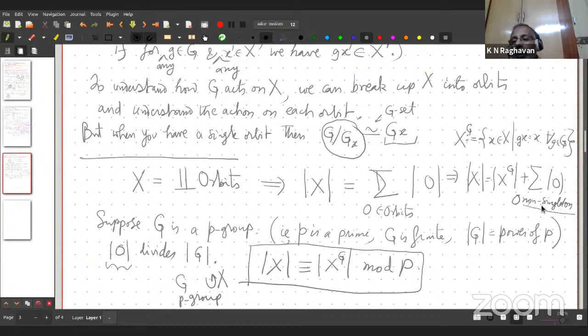Whenever I have a non-singleton orbit, its order divides the order of G. So it must be a power of p, and it cannot be 1 because it's non-singleton, which means it is p or p squared or p cubed or something like this, which is all divisible by p. So each one of these is divisible by p, so this is all 0 modulo p. So I get this equation. And this has many applications. For example, we can apply this to prove the Sylow theorems.